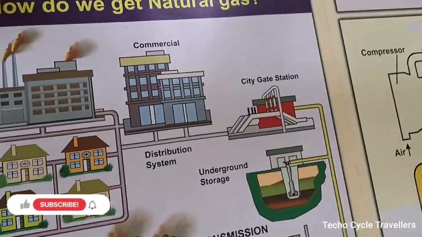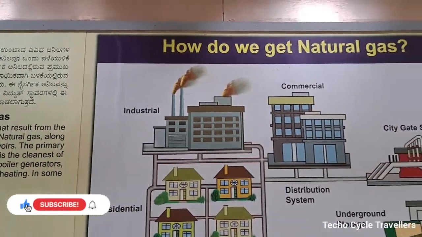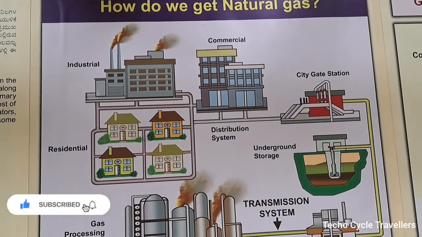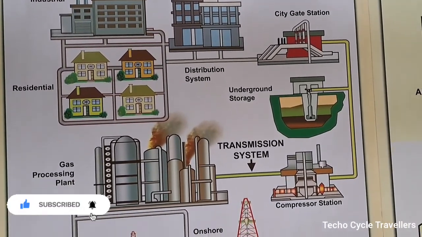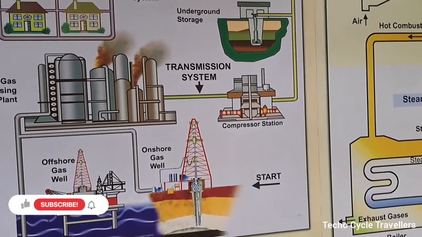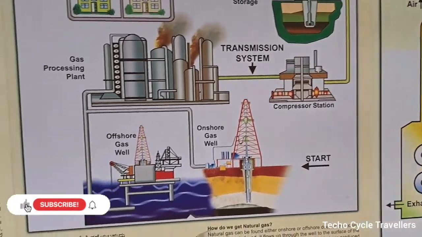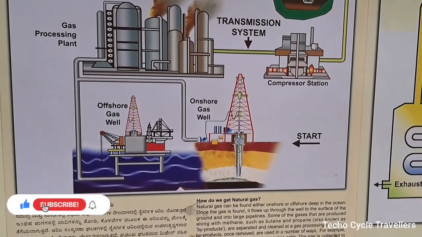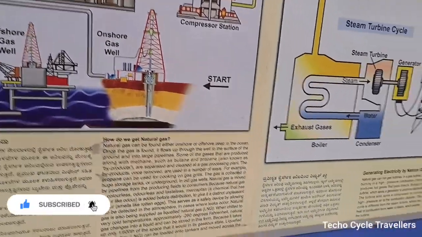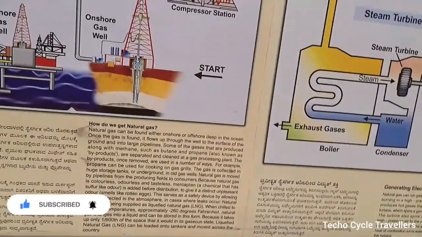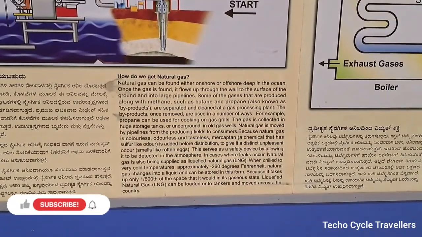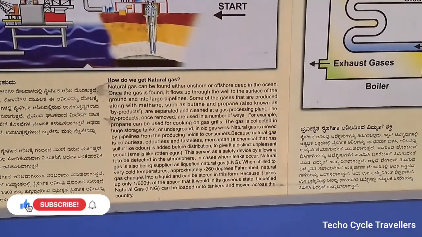How do we get natural gas? Industrial, commercial, city gate, residential, distribution system, underground storage, transmission system, gas processing plant, compressor station, offshore gas well, onshore gas well. Start. How do we get natural gas? Natural gas can be found either onshore, or offshore, deep in the ocean.